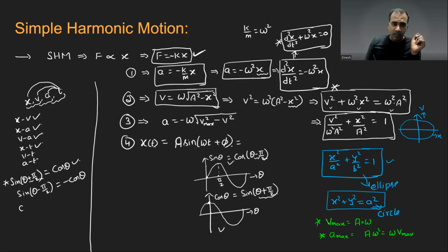Next, similarly, cos of theta plus pi by 2. Sine of theta plus pi by 2 is cos. Cos of theta plus pi by 2: when you shift cos towards the right side or left side by pi by 2, it should definitely be sine.